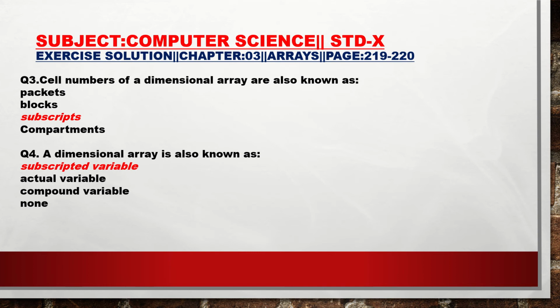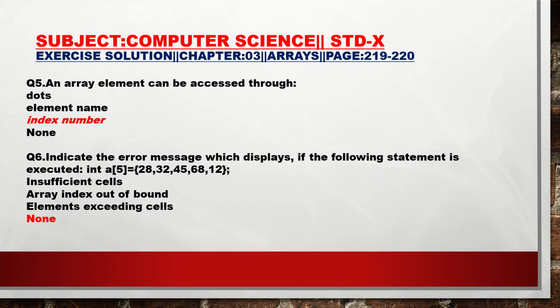Dimensional array means, suppose int a[5], that is int a, the array variable name, is also called a subscripted variable. The other three options will not work. The correct answer is subscripted variable. Keep in mind. Next, question number 5. An array element can be accessed through index number. Each element of an array has its own index number. All the elements can be accessed by an index number, so the correct answer is index number.